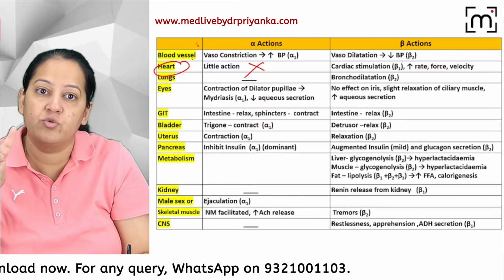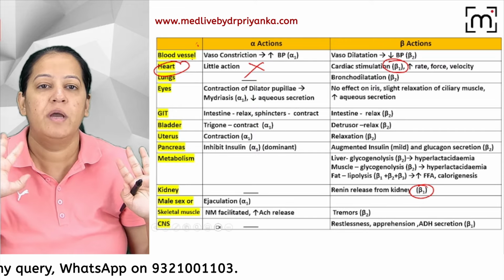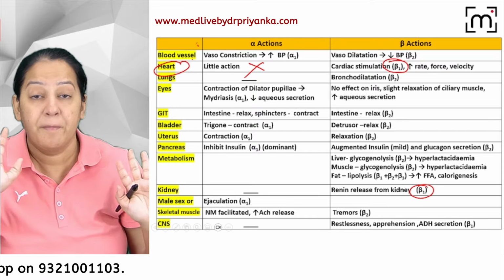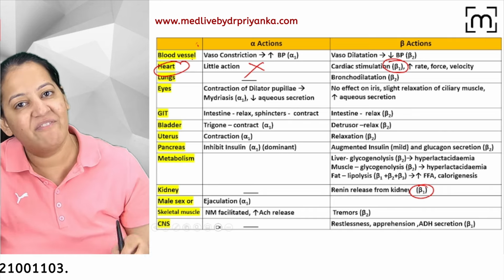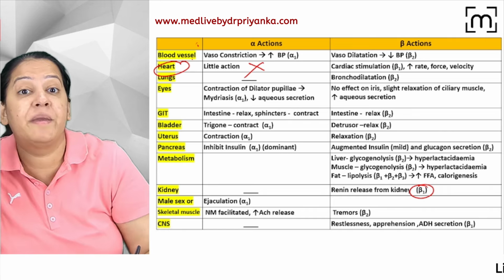Beta 1 is present only in 2 organs: number 1, the heart, and number 2, the kidney. In the rest of the places, we have beta 2. Beta 3 is rare. It is present on adipose tissue and some other tissue. Beta 2 is present in the maximum number of organs. Beta 1's action is very important in maintaining the BP in humans.